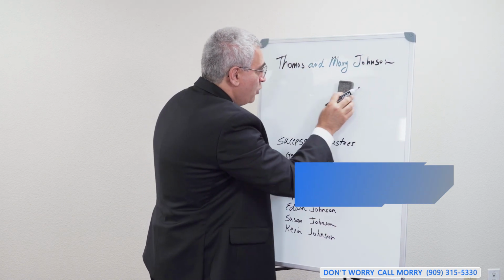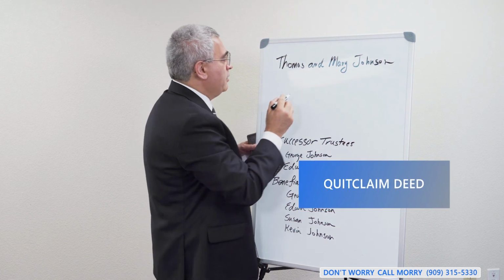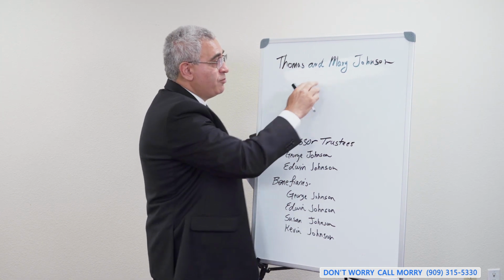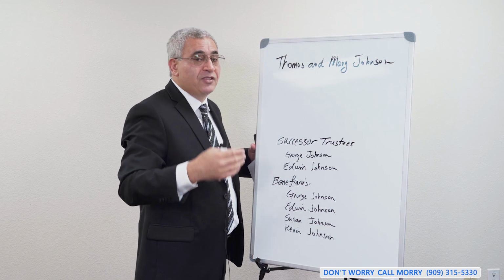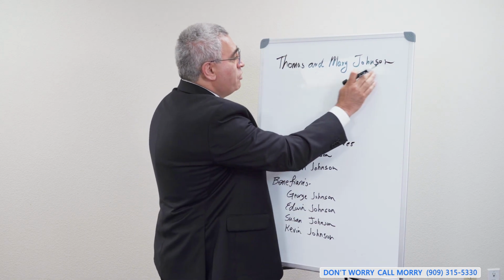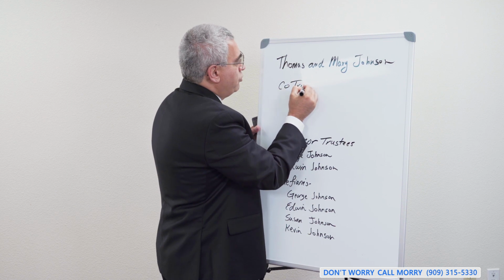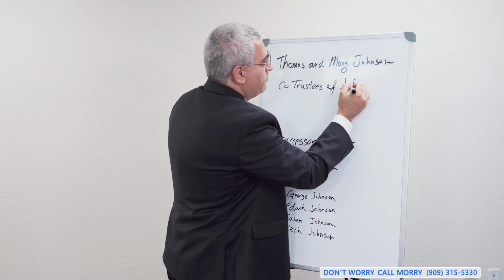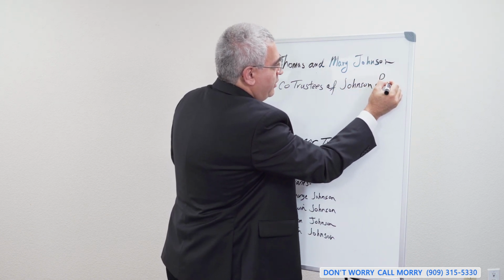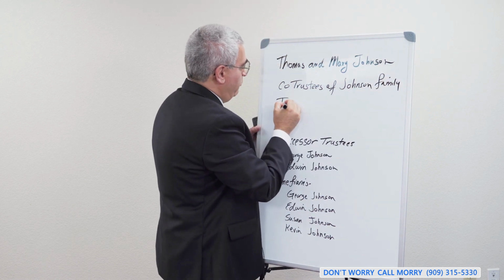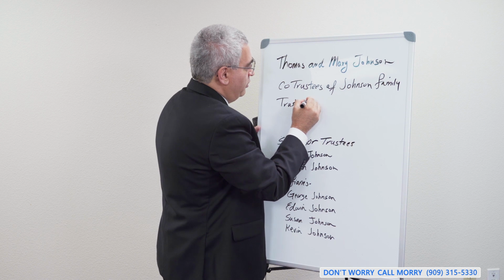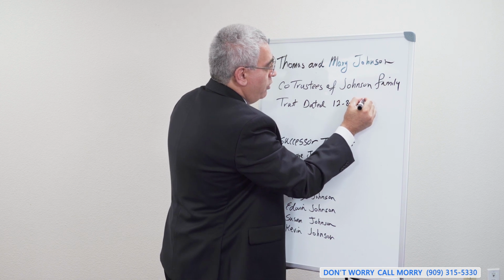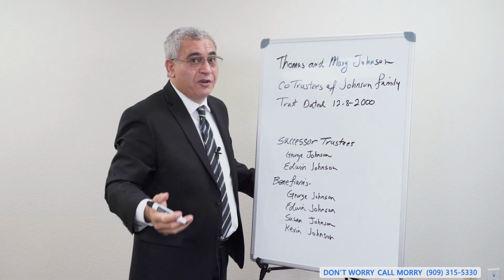On the grant deed or quitclaim deed, they're going to say Thomas and Mary Johnson is a grantor, and the husband and wife as a joint tenancy hereby grants the property to Thomas and Mary Johnson, co-trustees of the Johnson Family Trust, dated 12/8/2000. So this is now 30 years later.